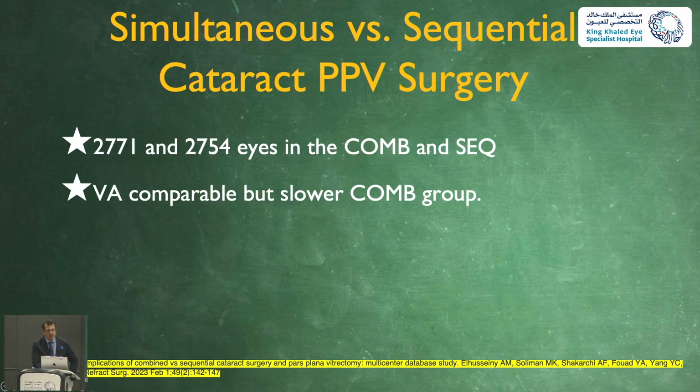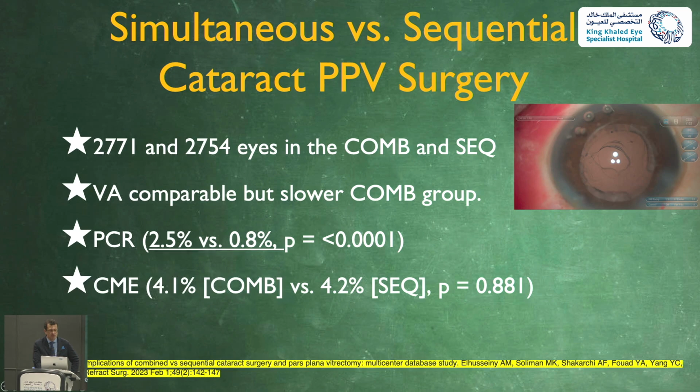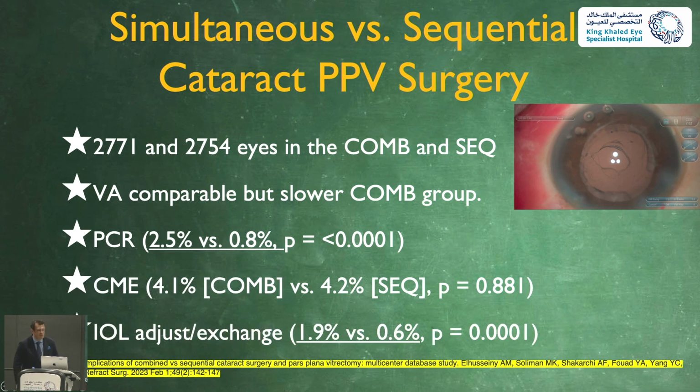So what happens in simultaneous versus sequential cataract surgery? We decided to look at all patients who had combined versus sequential surgery, and we had nice groups. Out of 200,000 eyes, we looked at patients who had combined surgery versus sequential vitrectomy and cataract surgery, and we ended up with about 2,000 in each group.